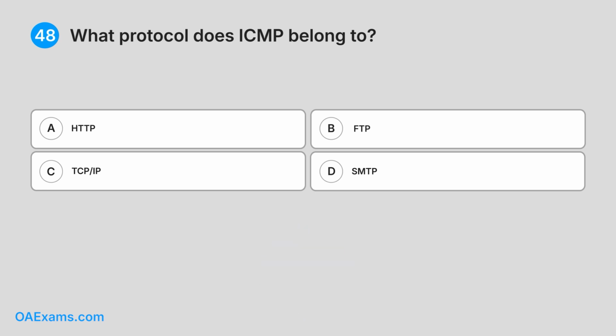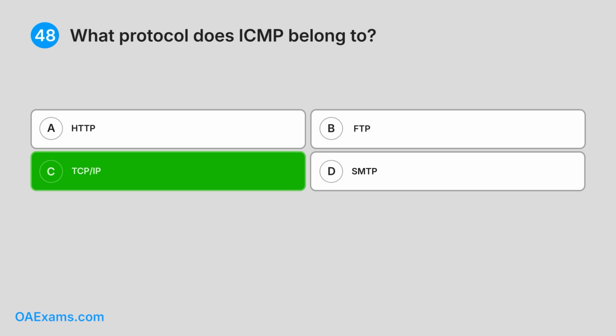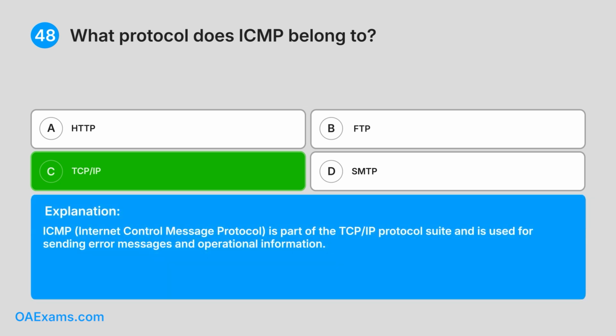Correct answer. C. TCP/IP. Explanation. ICMP, Internet Control Message Protocol, is part of the TCP/IP protocol suite and is used for sending error messages and operational information.